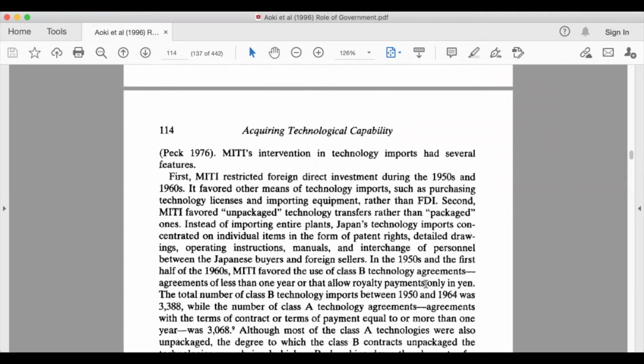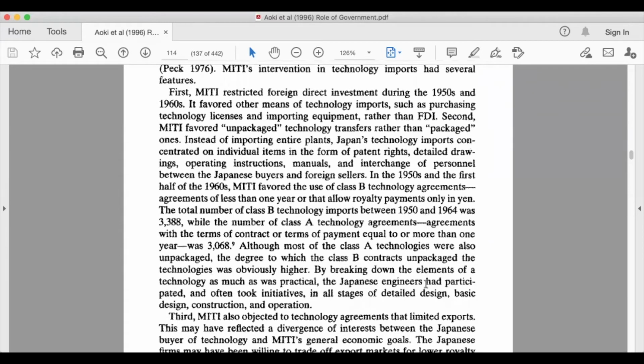It favored other means of technology imports, such as purchasing technology licenses and importing equipment, rather than foreign direct investment, or FDI. Second, MITI favored unpackaged technology transfers rather than packaged ones. Instead of importing entire plants, Japan's technology imports concentrated on individual items in the form of patent rights, detailed drawings, operating instructions, manuals, and interchange of personnel between Japanese buyers and foreign sellers.